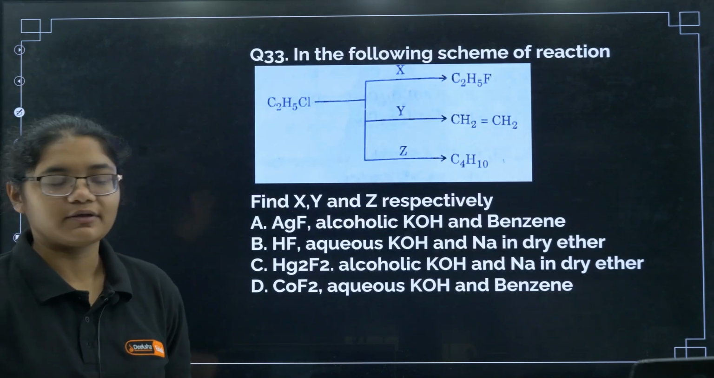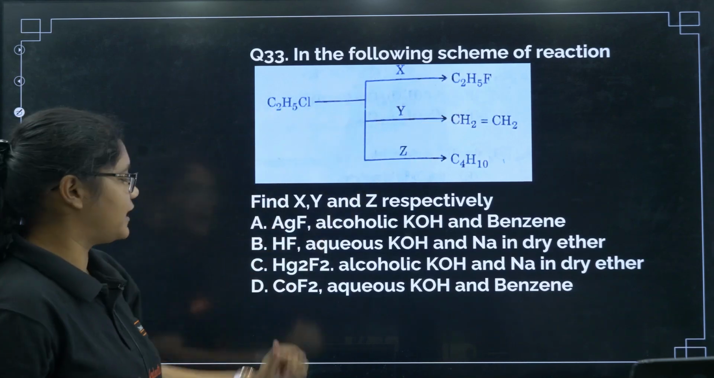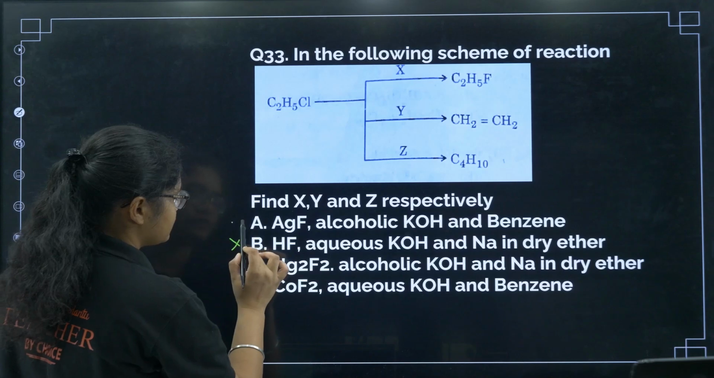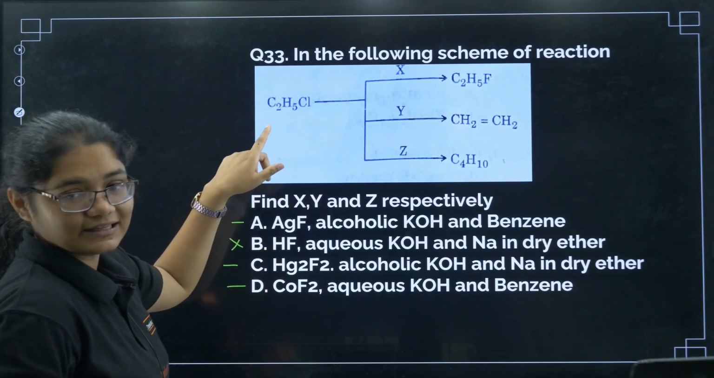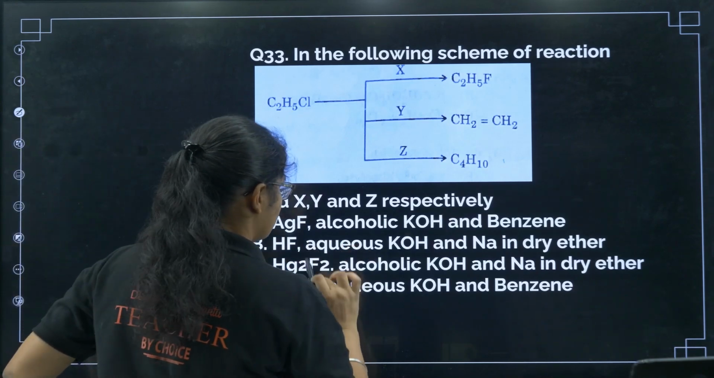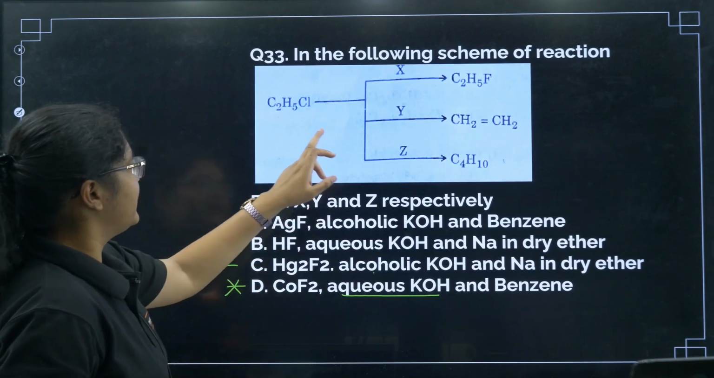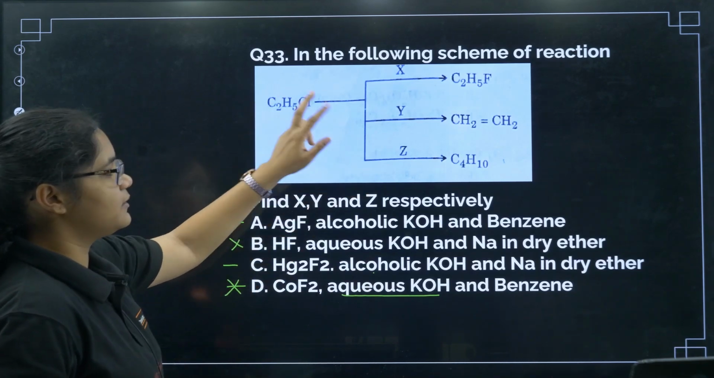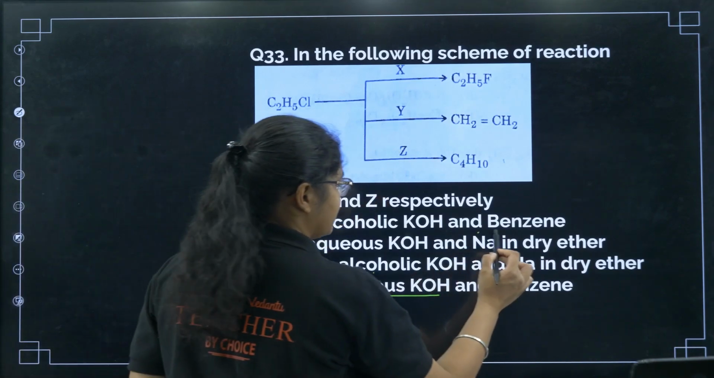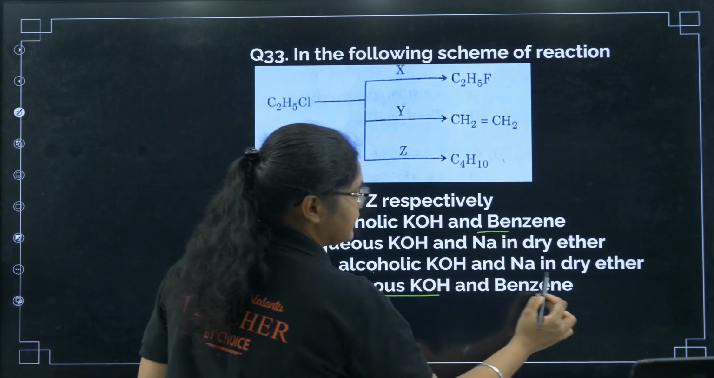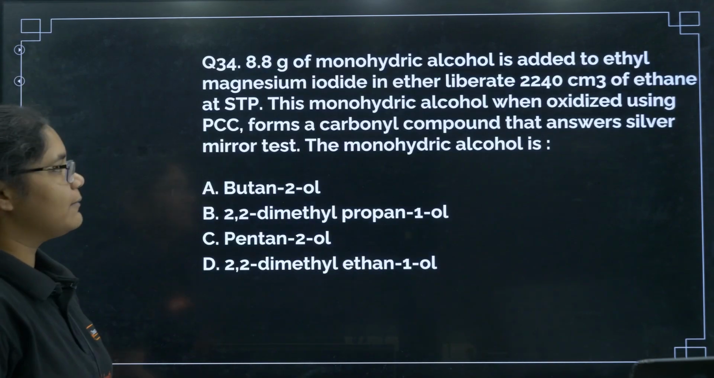Next, you have to just identify the reagents. C2H5Cl and X, it is your Swarts reaction, for that we need metallic fluoride, so I can have this option and this option. Next, you have to remove this HCl, that is your alcoholic KOH. Here I have alcoholic, here alcoholic, here it is aqueous KOH, so this is also removed. Next, C2H5 to C4H10, the number of carbons is increasing, so that is your Wurtz reaction, and we need Na dry ether. Here it is benzene, so that is not correct, and here you can see Na in dry ether, option number C.